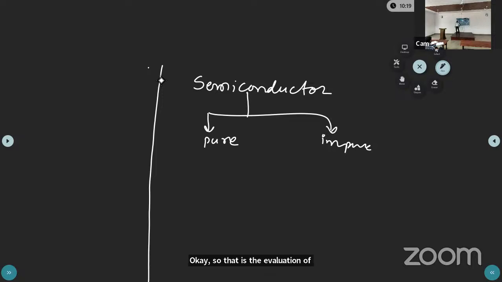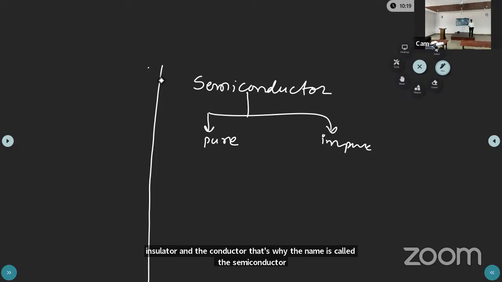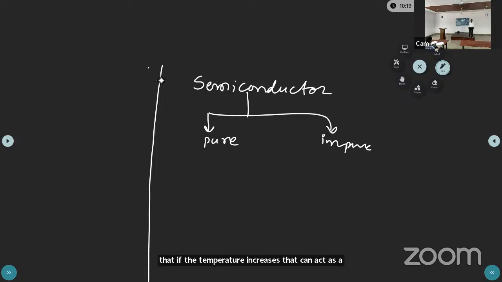Now coming to semiconductors. A semiconductor is between an insulator and a conductor, that's why it is called a semiconductor. If the temperature increases, it can act as a conductor. If the temperature decreases, it can act as an insulator. So that is a semiconductor.